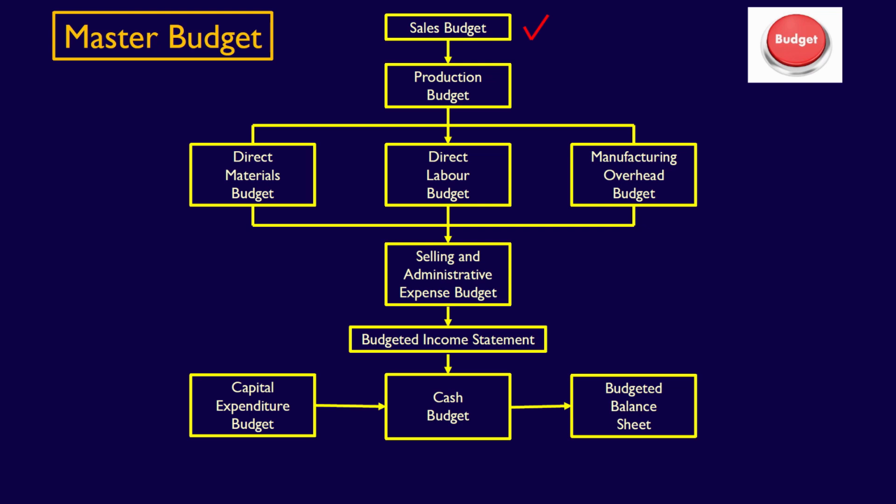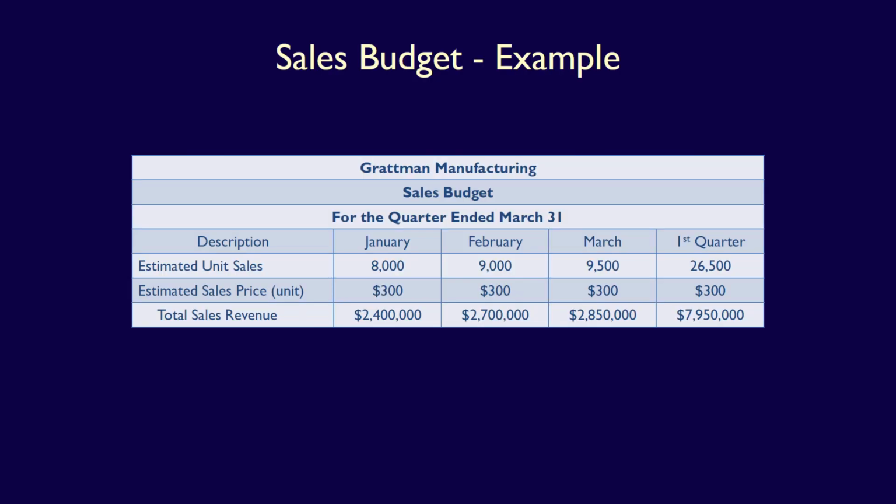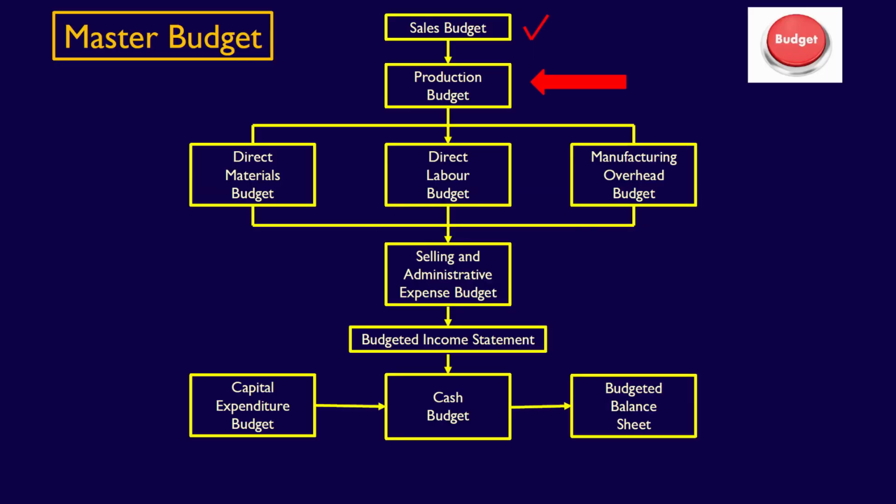This is also the first budget from the operating budgets. This is the most important budget, but also the easiest to produce. We are now going to take the information from Gratman Manufacturing's sales budget and produce a production budget. But that's in a future video.